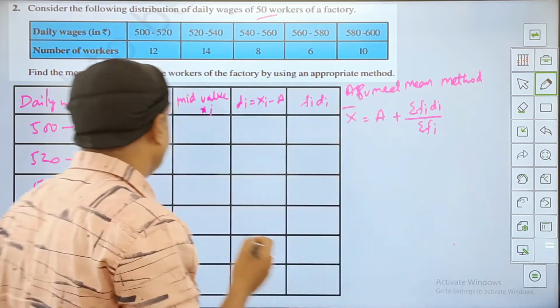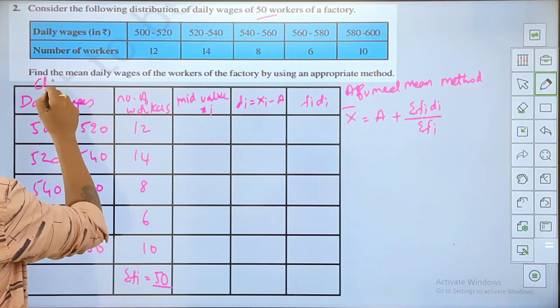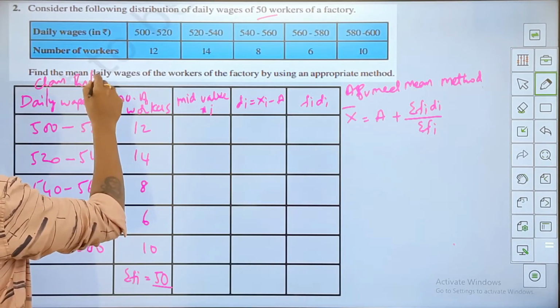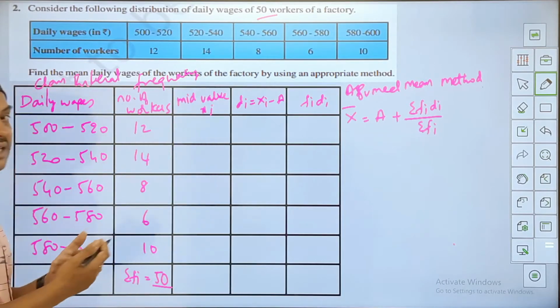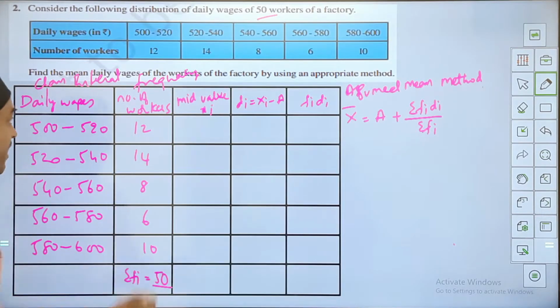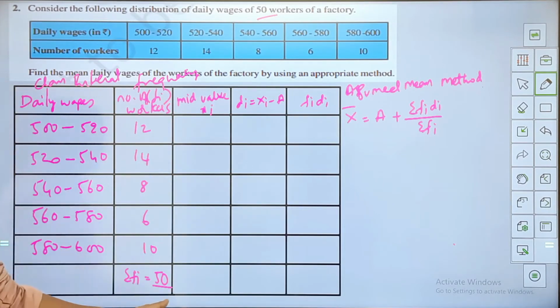So what we need to remember, this first one which is giving a range is called class interval in general, and this is called frequency. So very important, class interval and frequency. This is called Fi. So Fi total, I'll put it over here, Fi. So Fi total is 50.